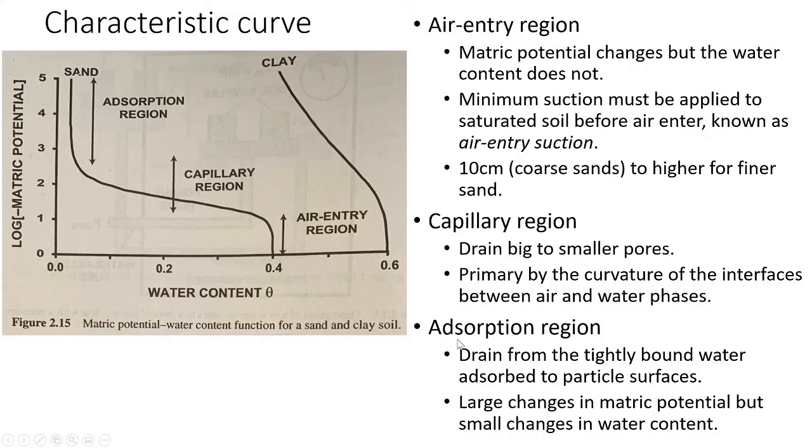Right, the absorption region drains from tightly bound water. Tightly bound water is absorbed to the particle surface. You can look at this region and see that a large change of matric suction is required to cause a little bit of drop in water content. It means a large pressure is required to remove a small amount of water. So it drains from tightly bound water absorbed to the particle surfaces. Large changes in matric potential, matric suction, but a small change in water content.